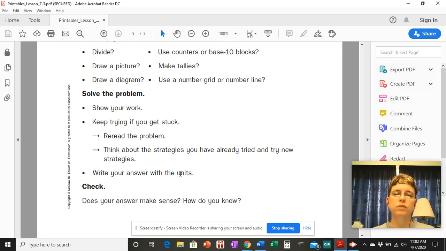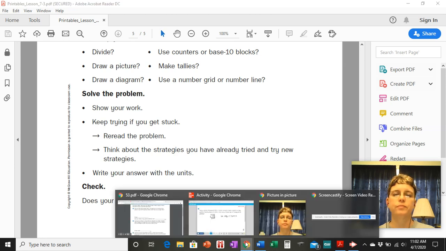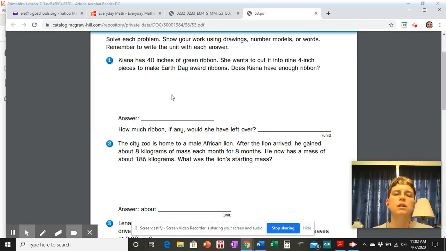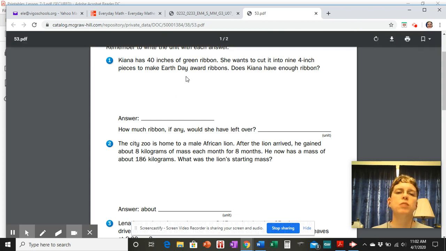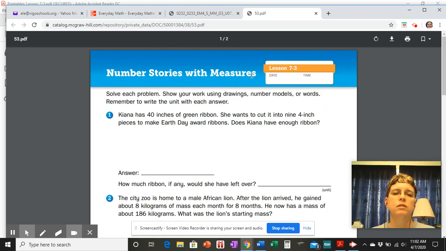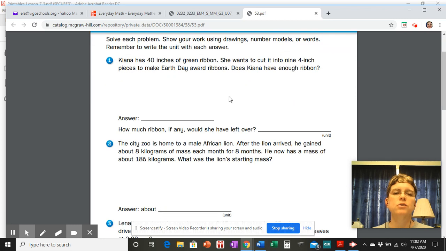Write your answer with the units. Make sure, friends, that you are writing the units on your answer. And then check, does your answer make sense and how do you know? All right, so solve each problem. Show your work using drawings, number models, or words. Remember to write the unit with each answer.